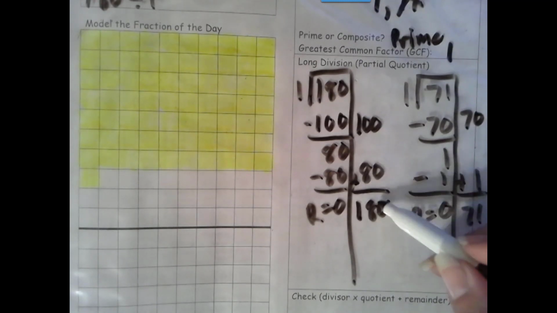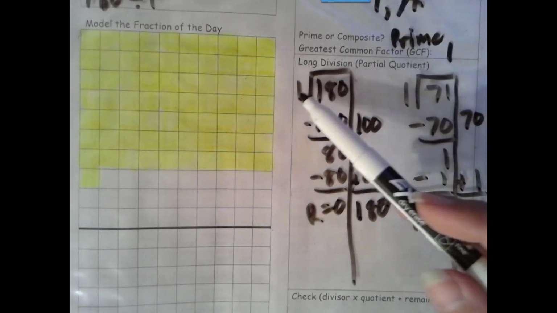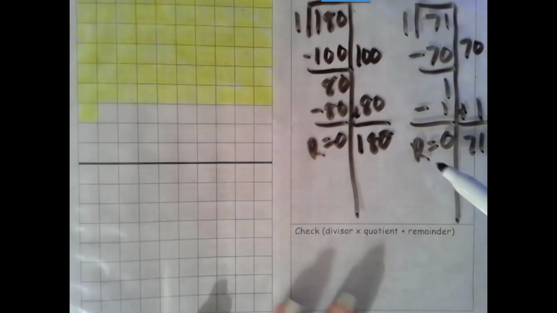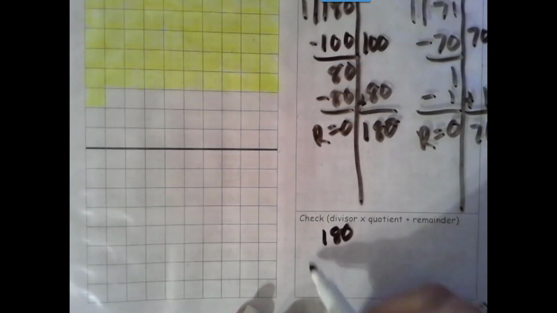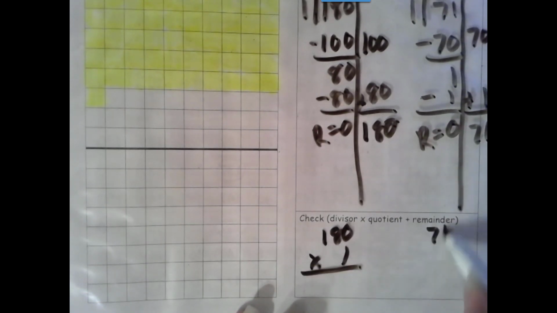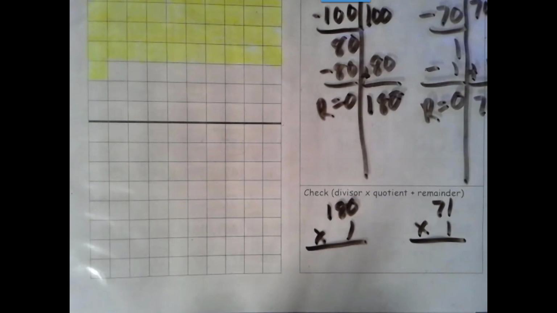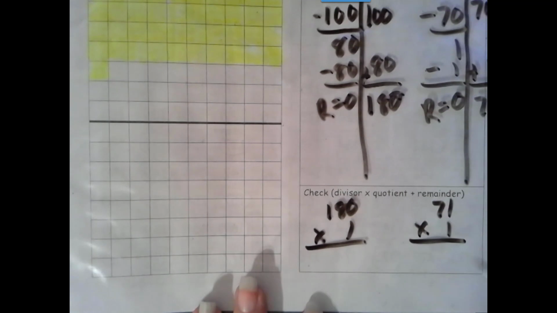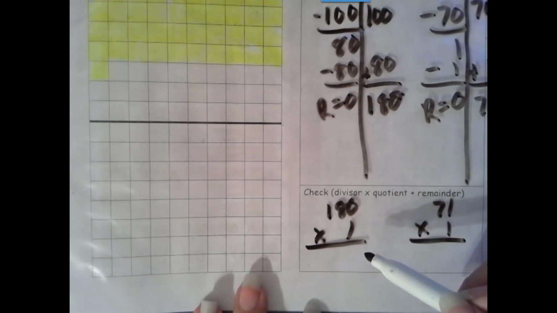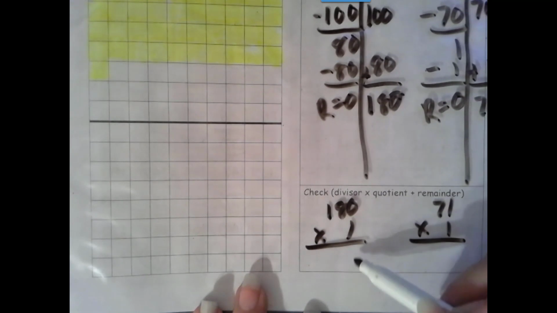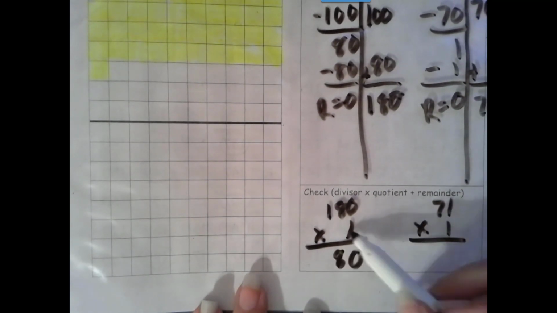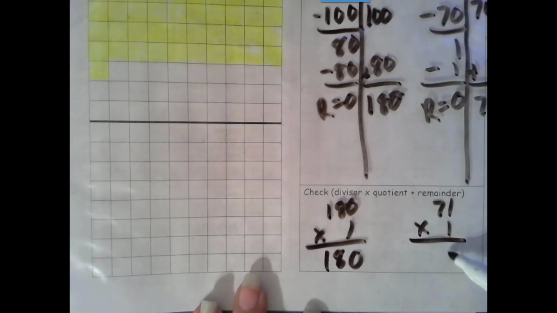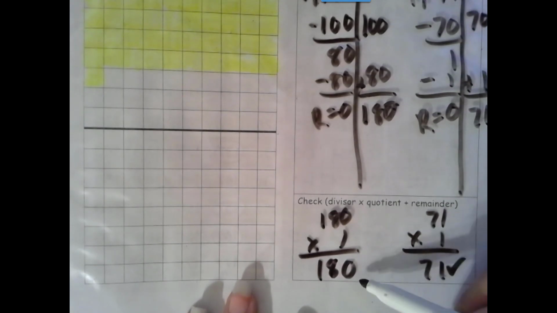Now let's check our answers with our inverse operation. Divisor times quotient plus remainder, divisor times quotient plus remainder. Since our remainder is 0 for both, and the identity property of addition says when you add 0, it stays the same, we don't need to do it. But what we end up with here is the identity property of multiplication that says when you multiply by 1, it stays the same. One group of 0 ones, one group of 8 tens, one group of 100. One group of 1, one group of 7 tens. So 71, that matches, check. 180, that matches our dividend, check.